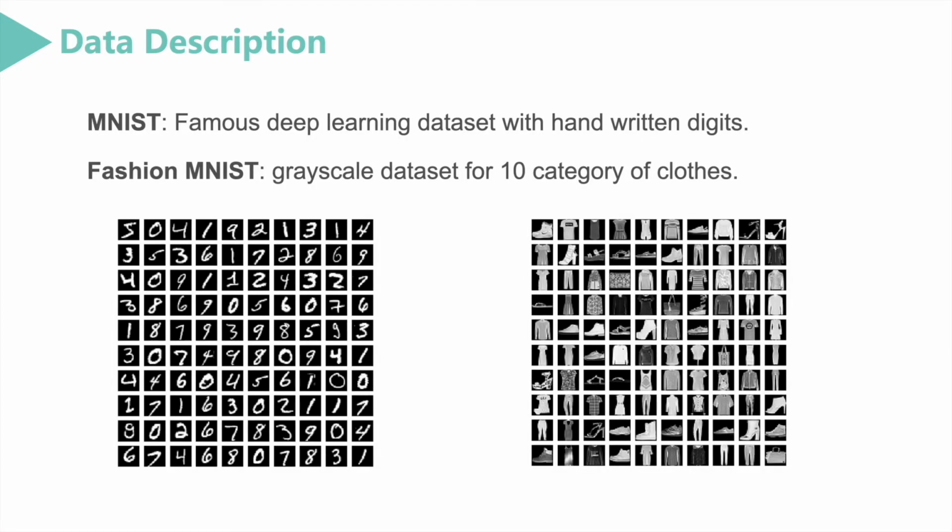As for our data, we have 2 datasets for implementing and verifying this model. The first dataset is the MNIST dataset, which is a very famous deep learning dataset with handwritten digits. And the second dataset is the Fashion MNIST dataset, which is a grayscale dataset for 10 categories of clothes.